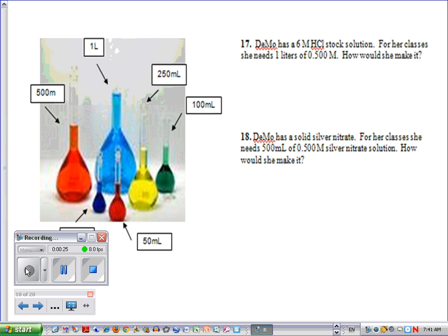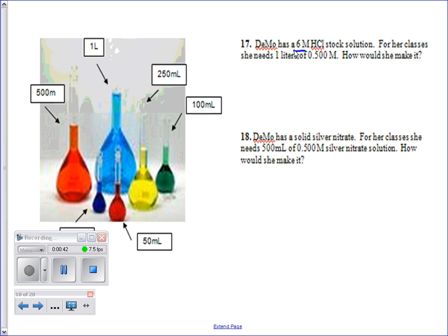For her classes, she needs 1 liter of 0.5 molar. How would she make it? So first we need to do the math to figure out how much of the stock we need, and then I need a description of what is required to make the physical solution. So looking at this, this is a dilution problem because we're going from something of a higher concentration to a lower concentration. So we're going to use M1V1 equals M2V2.